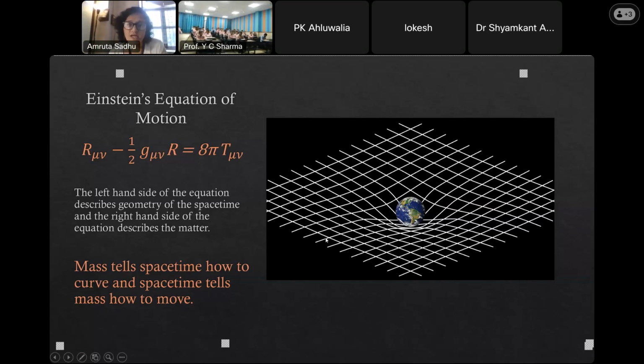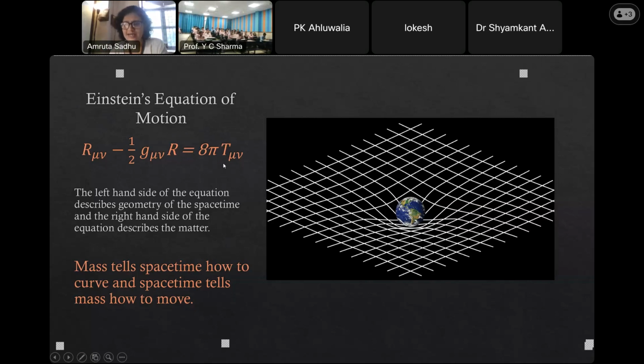Because we are talking about curvature of the space-time, what we are essentially saying is the sheet is bending, right? And to characterize this bend, to understand this bend, we need geometry, okay? So this is Einstein's equation of motion.